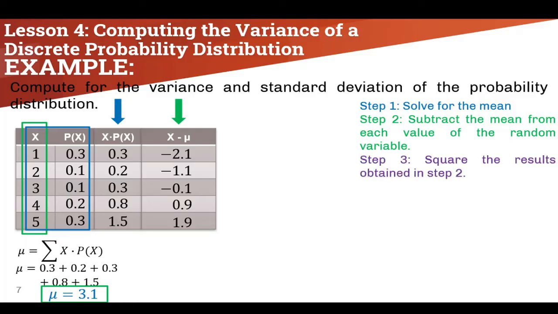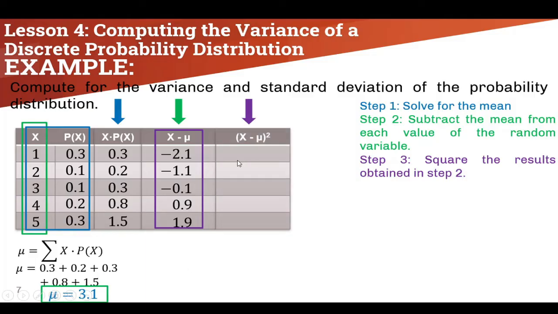Next step, square the results obtained in step 2. So, gagawa ulit tayo ng column. Ito namang yung nakuha nating mga sagot dito, i-square na natin, or i-multiply natin sa kanyang sarili. So, sige, simulan natin. Negative 2.1 squared is equals to, very good, 4.41. Automatic, magiging positive siya. Negative times negative, positive. Negative 1.1 squared is equals to, very good, 1.21. 0.1 squared, very good, 0.01. 0.9 squared, very good, 0.81. 1.9 squared, very good, 3.61. Tapos na yung step 3.